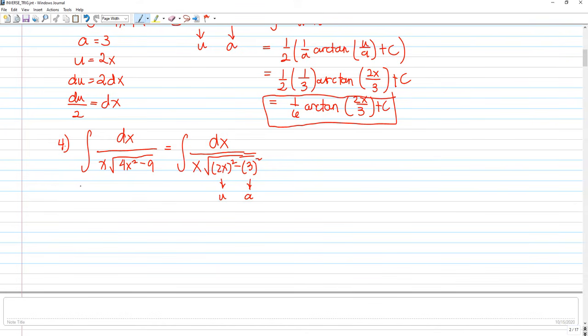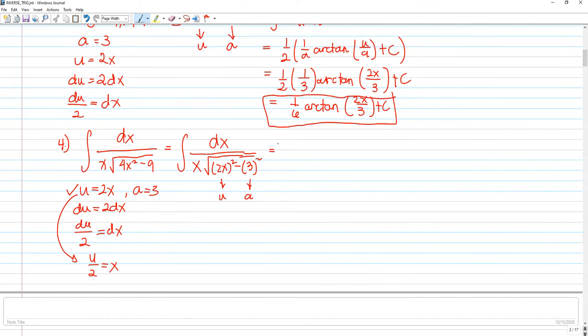So if we have u equals 2x, the derivative of u with respect to x would be 2 dx. Getting dx, we have du all over 2. And the value, of course, of our a should be 3. So what we are going to do is simply substitute. We need also to get x in terms of u before we can perform the substitution. So from this formula, x will become u over 2.